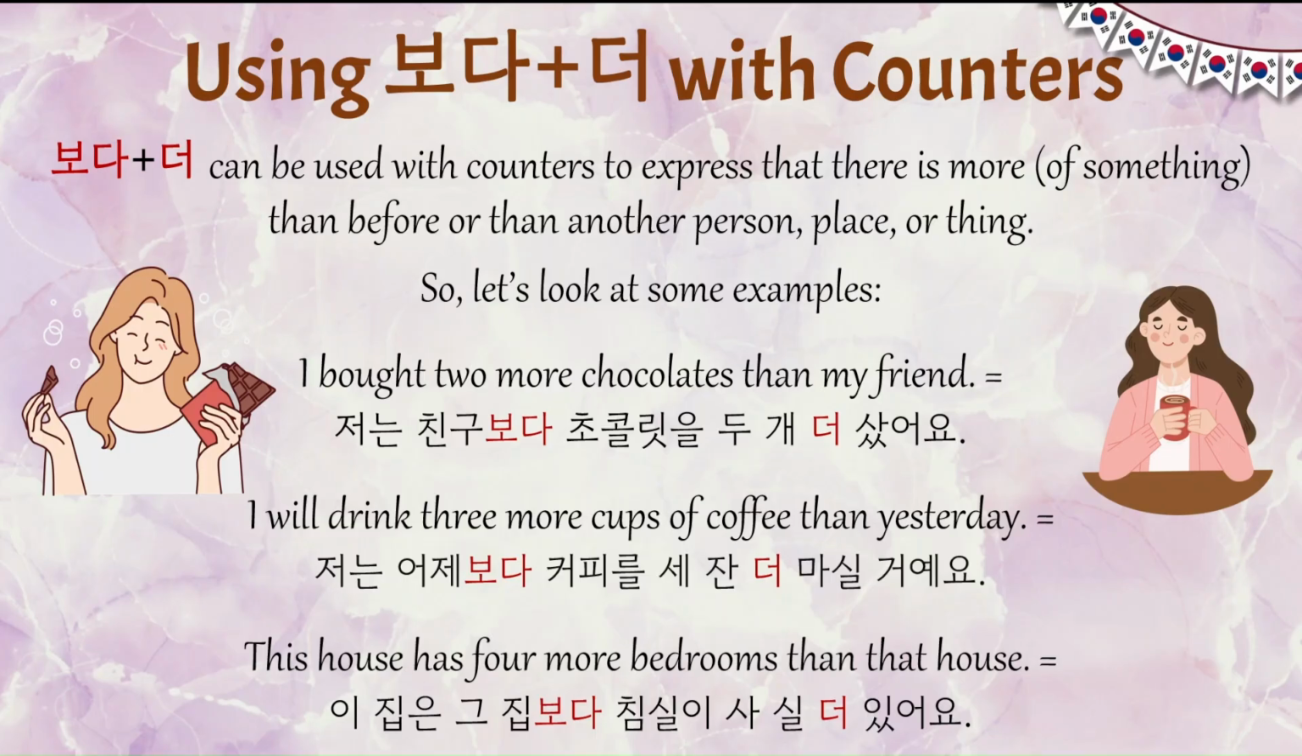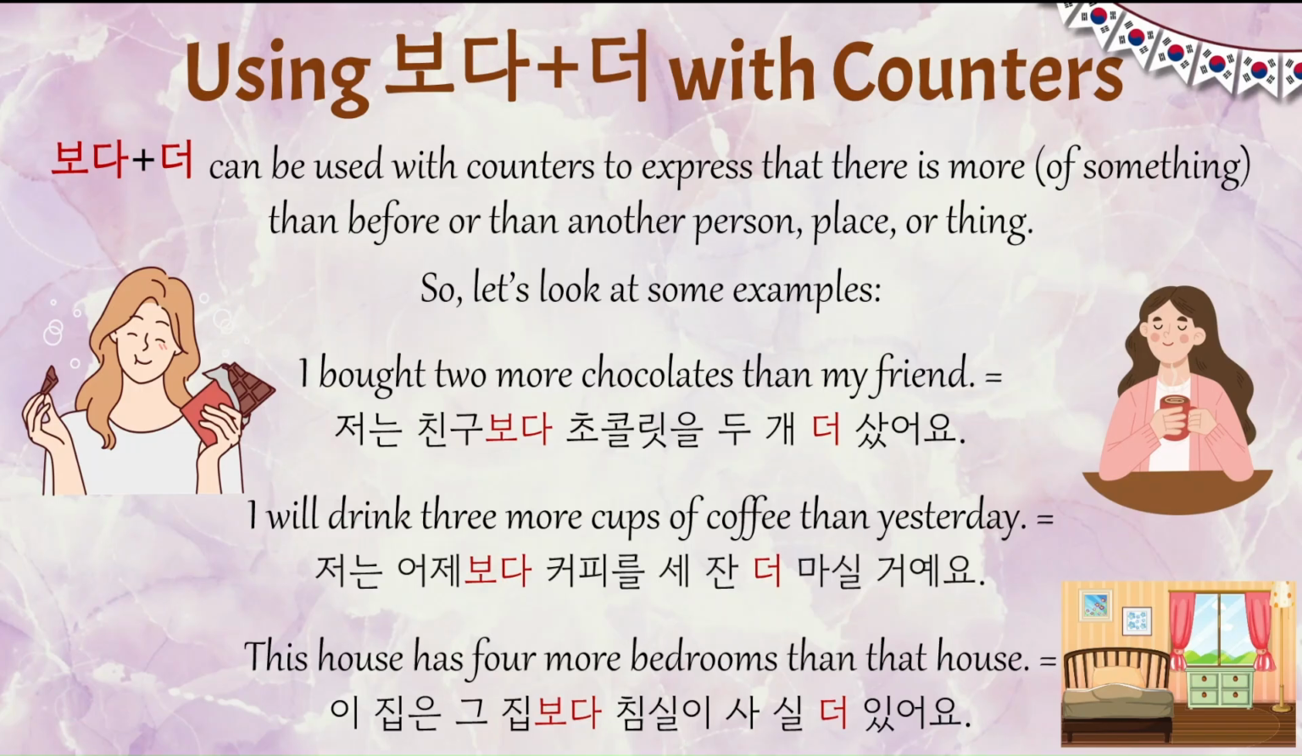Okay? Next. This house has 4 more bedrooms than that house. 이 집은 그 집보다 침실이 사실 더 있어요. So you're comparing this house with that house. 이 집은 그 집보다. 4 more bedrooms. 침실이 사실 더 있어요. 4 more bedrooms than that house. 그 집보다 침실이 사실 더 있어요. Okay? Go step by step and you will be able to form the sentence.